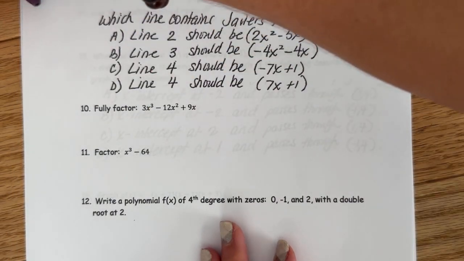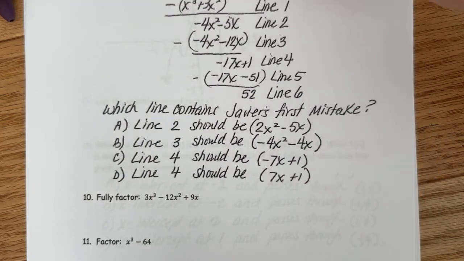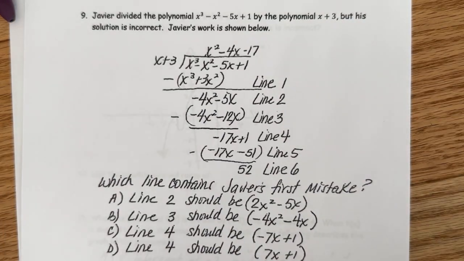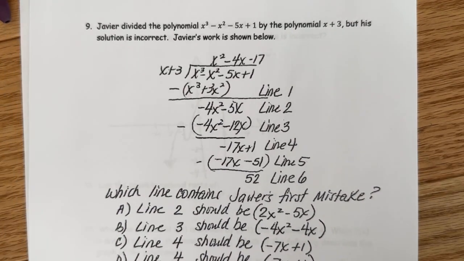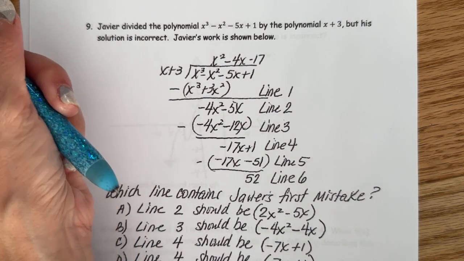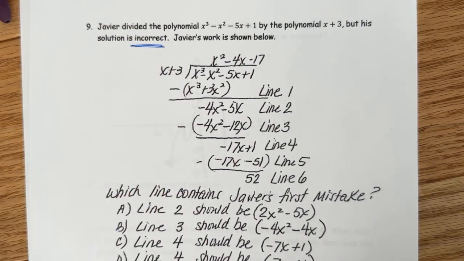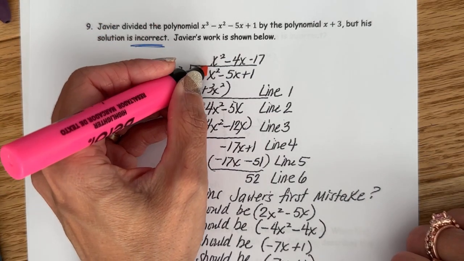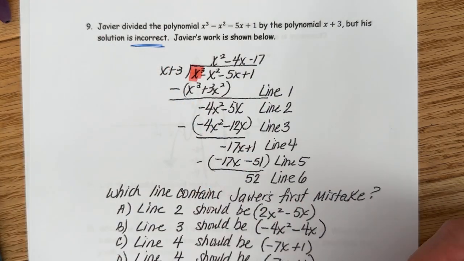Number 9. It says Javier divided the polynomial x cubed minus x squared minus 5x plus 1 by the polynomial x plus 3, but his solution is wrong. It's incorrect, so we need to find his mistake. When we start these, we have our first goal. It's an x cubed. Let's see if he did it right.